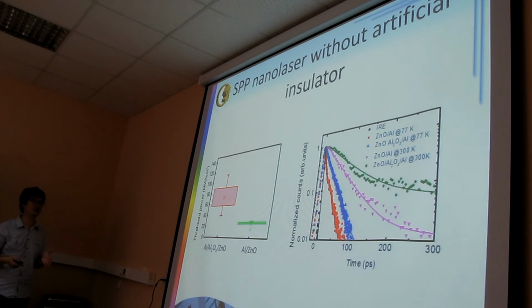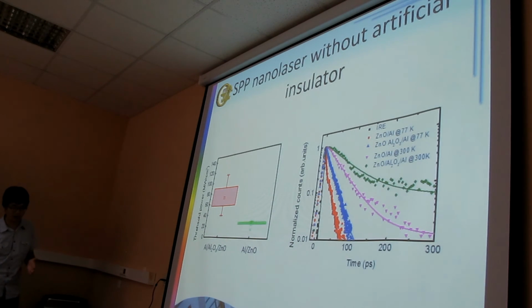For much more solid evidence, we have done the time resolved PL in our cases. As you can see, for the zinc oxide directly placed on aluminum, the lifetime is shorter than for the zinc oxide placed on the aluminum with the gap layer. And here's the room temperature case. At room temperature, we can still observe the plasmonic operation in our system because the lifetime is much smaller than in pure bulk.